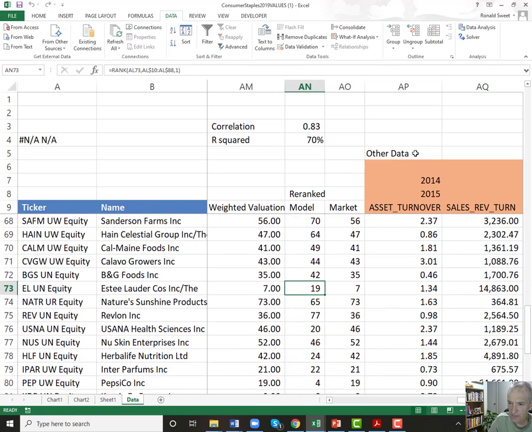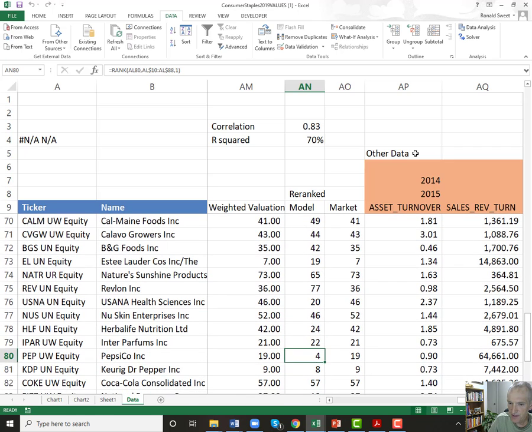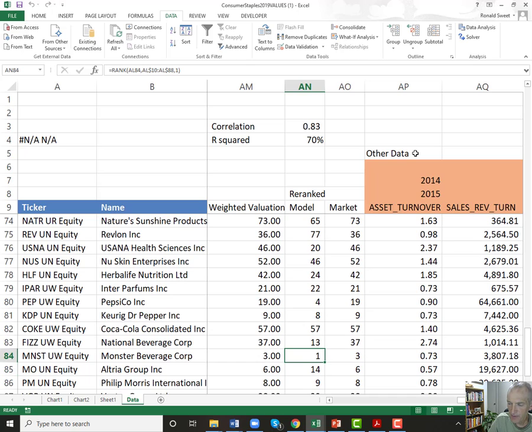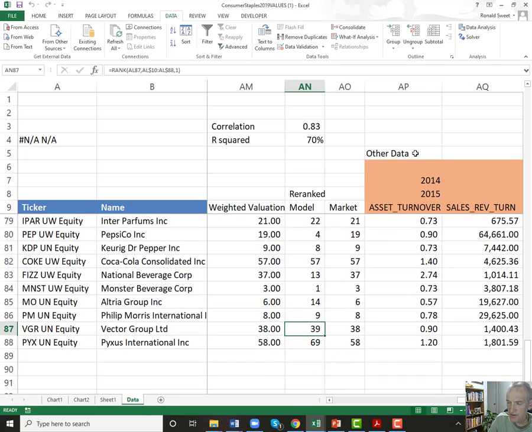Estee Lauder, our model didn't like it nearly as much as the stock market does. We did buy Pepsi. You can see our model liked Pepsi, but much more than the market. Monster, again, is ranked number 1. It was the 3rd most expensive, so it doesn't look like a great opportunity. It looks like it's well valued. So that's what we're looking at, and then we can graph all of this.